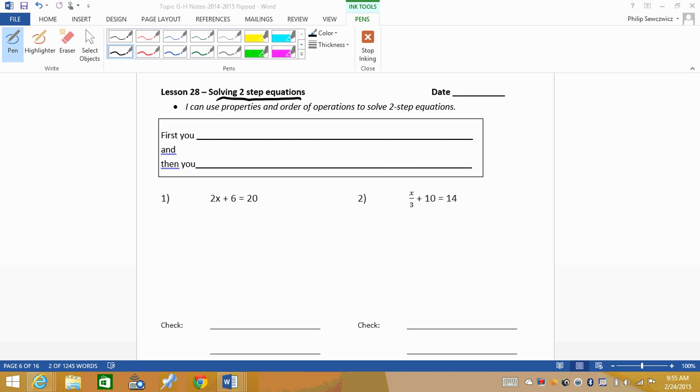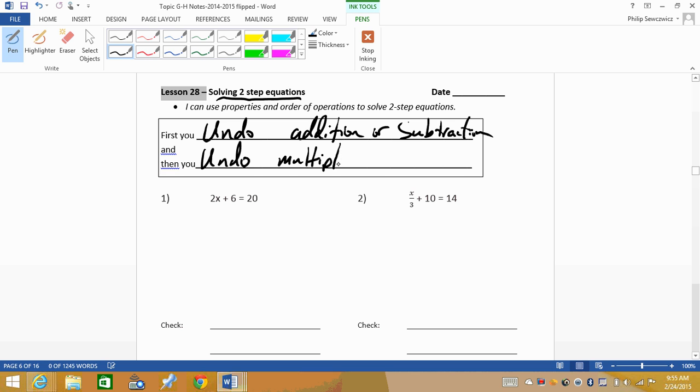The main thing is because we are doing the opposites, because we are undoing, we need to go in the opposite order. So when you solve two-step equations, first you undo addition or subtraction. That's the first thing you take care of. You undo any sort of adding or subtracting that needs to be done. And then you undo multiplication or division. And it's always in that order.